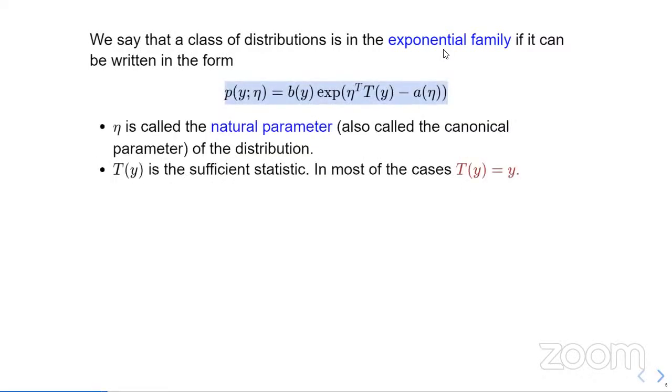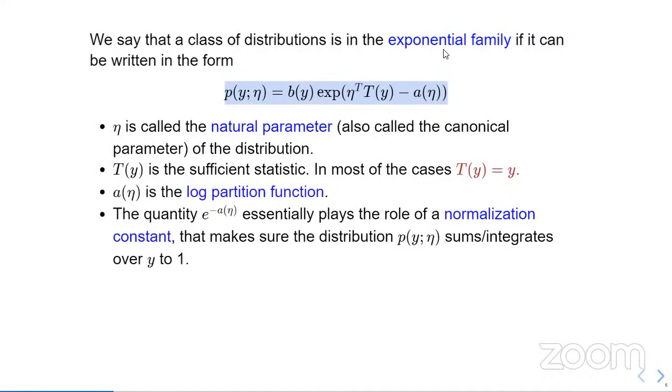So one doubt I have, what do you mean by this canonical? What does that term mean, sir? Canonical. I'm also not sure why it is called canonical. Natural means it gives the characteristics about the distribution. That's why it is called natural. Why it is canonical, that I'm also not sure.